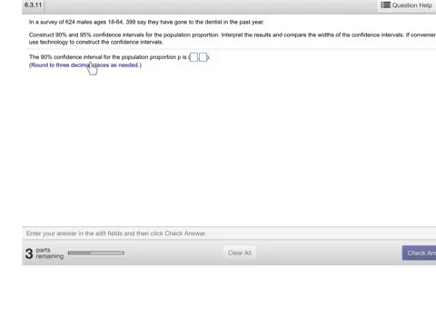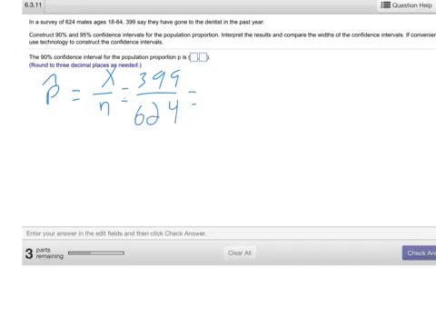So the first thing you need to do is find the sample proportion, which they call p hat. And p hat is x over n. On this particular problem, x is 399 that said they've gone to the dentist out of the total 624. That's called the sample proportion. So it's 399 over 624, and I'll take that to 3 places. You put that in a calculator and you get 0.639.